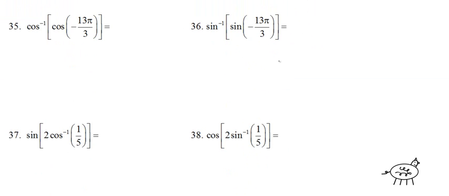Brutal. Negative 13 pi over 3. What the heck is that? Well, let's do a couple coterminal things here and bring it to something that we know about. Do you guys agree 6 pi over 3 is 2 pi? So if I add that 2 times, I can add really 12 pi over 3. That gives me inverse cosine of the cosine of negative pi over 3.